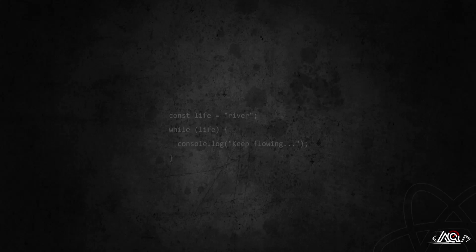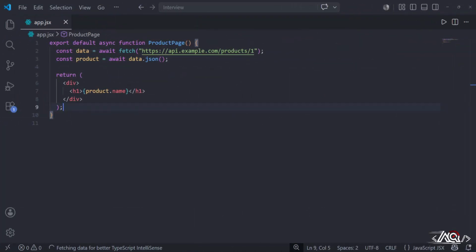The second reason is faster initial page load. Since the browser receives ready-to-display HTML, users can see content sooner. This improves the first experience of the page. In Next.js, SSR happens on the server for every request. A simple example would look like this. When a user requests this page, the server fetches the data, generates the HTML, and sends it to the browser.